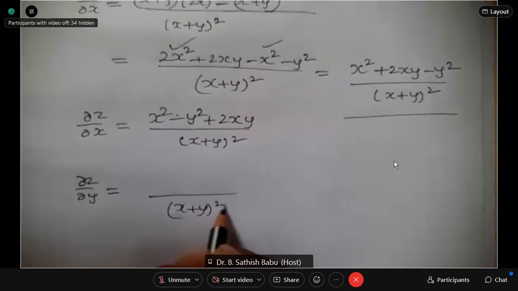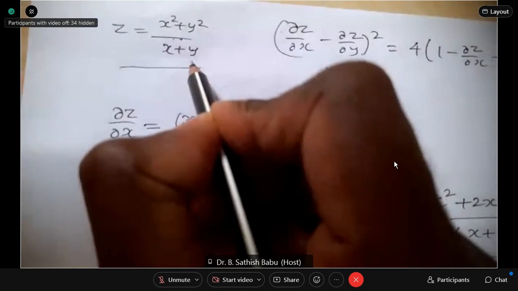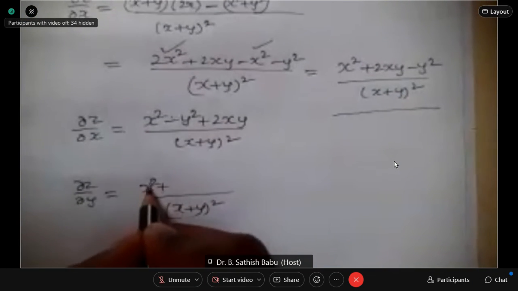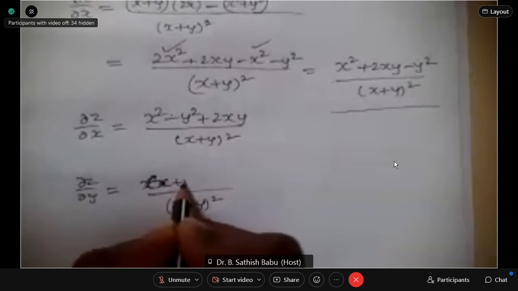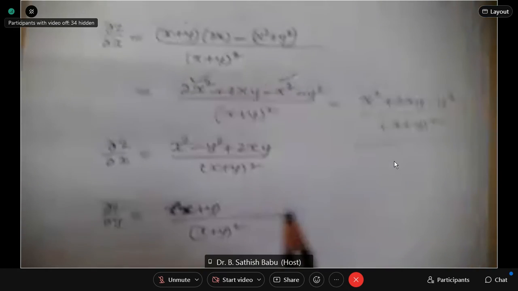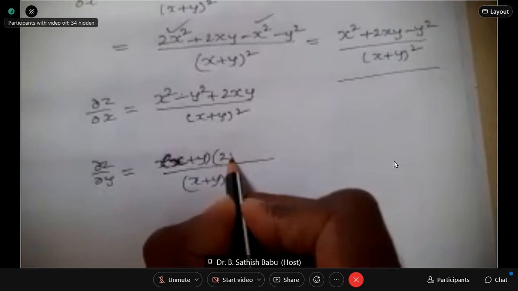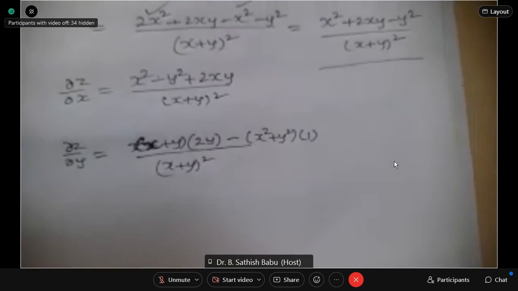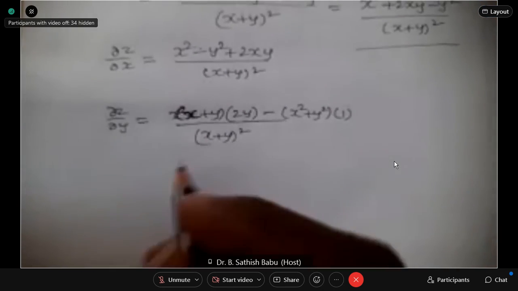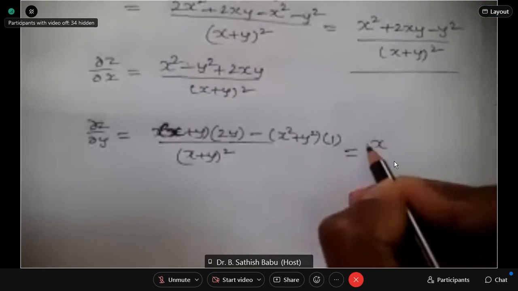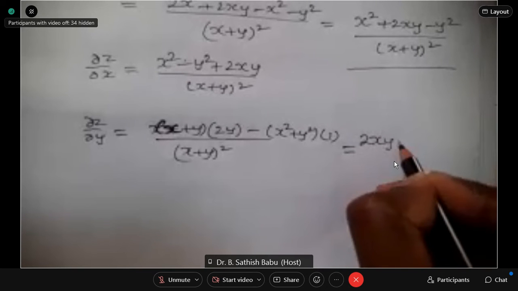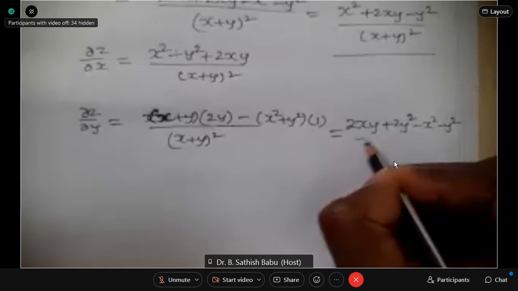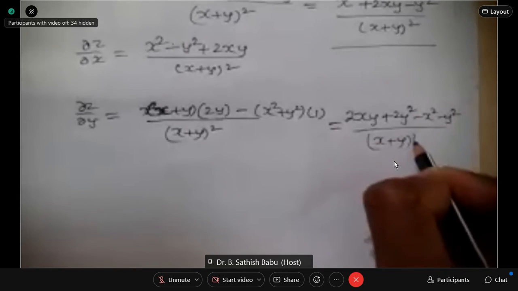Same process, right? Denominator term squared, so the denominator term is written as it is, that is x plus y, into the differentiation of the numerator quantity with respect to y. What should happen? 2y. 2y minus x square plus y square into the differentiation of the denominator quantity x plus y with respect to y, which becomes 1. Can we simplify this? It becomes 2xy plus 2y square minus x square minus y square divided by x plus y the whole square.